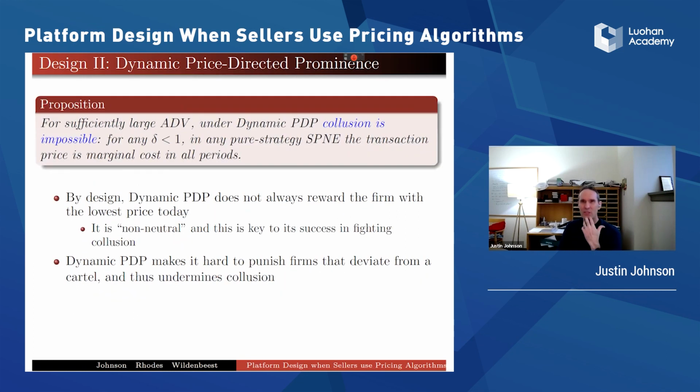Let me explain the intuition behind this new policy. Let me first of all tell you what the new policy does. If you implement this new policy, dynamic price directed prominence, and you have a sufficiently large ADV value, then it turns out that collusion is impossible. No matter how patient the firms are, in any pure strategy subgame perfect Nash equilibrium, the transaction price is marginal cost in all periods. So basically, even though you face a cartel as the platform, you can force the cartel to price at marginal cost. You can basically break collusion, and that will typically benefit consumers.